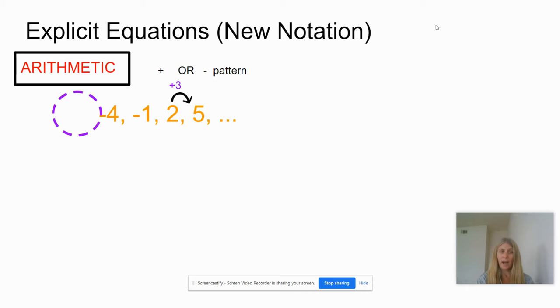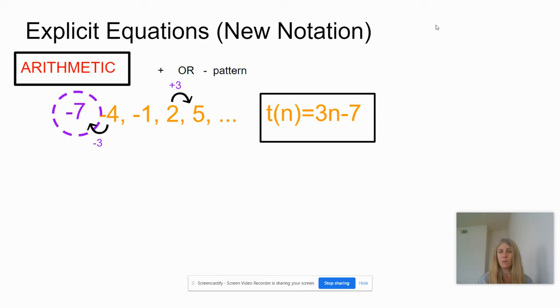And so we work backwards by doing the opposite operation. So we're going to do -4 minus 3, and we know that our zero figure is -7. So we know arithmetic is a line and it's y equals mx plus b. However, you might see it like this. Instead of a y, you might see t of n. Now, if you see an n, that means that it is specifically talking about a sequence, and there is no zero. It starts with 1.